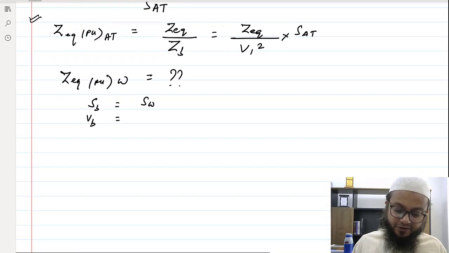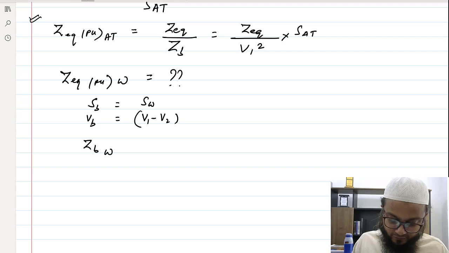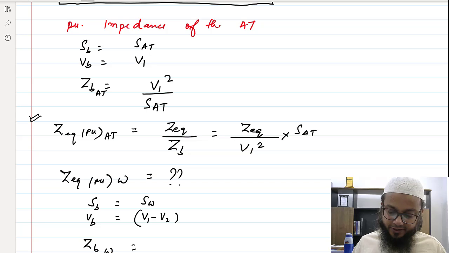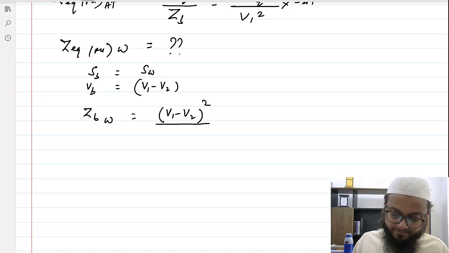So let's say this VB, I will choose as V1 minus V2. So what would be Z base here? Z base for the winding. Here this was Z base for the auto transformer. Okay. So Z base for the winding would be (V1 minus V2) whole square upon S base. S base is nothing but SW, right?